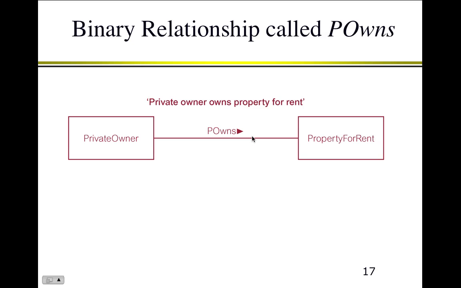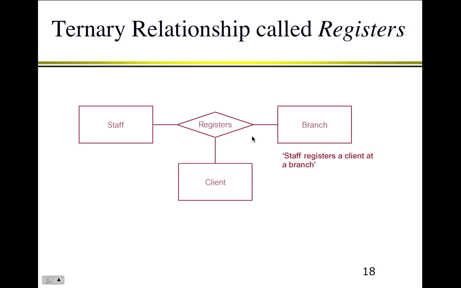It says property owner owns property for rent, and the arrows. It's hard to put an arrow in that, which is why some people just leave the arrows out completely. There's no need to have an arrow in there. In any case, here we have staff that registers a client at a branch. You're not going to see this text on the diagram either. You'll just see the diagram. In fact, the diagram will probably look a little bit more complicated than that as well.